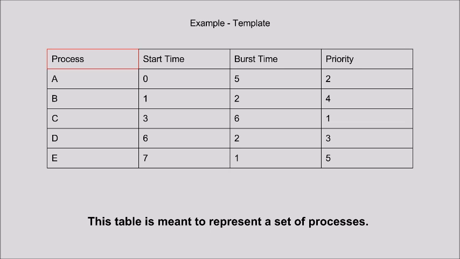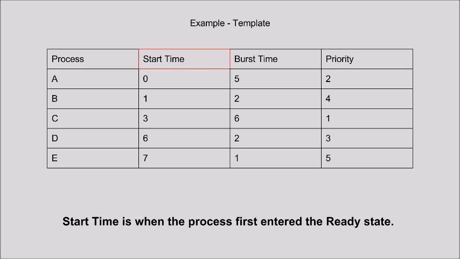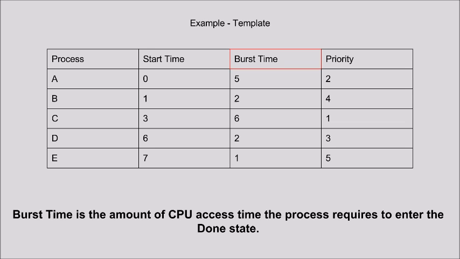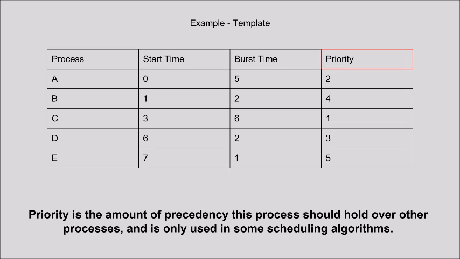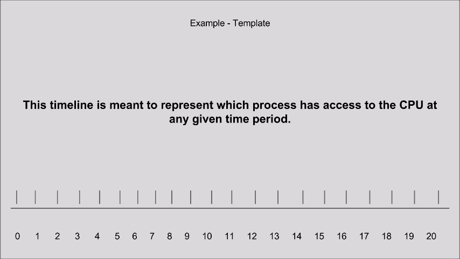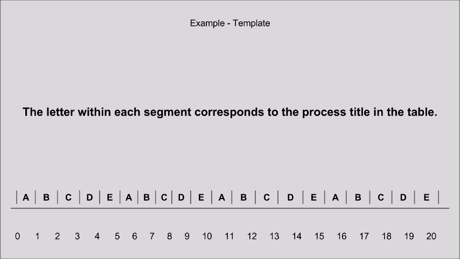So we have some examples. I'm going to explain the format of this table. The first column is the process, which is just a label for each of the processes. The start time is where on the timeline the process starts. Burst time is how long it takes for the process to complete, and the priority is just a priority number, how important this task thinks that it is. This is a timeline, a pretty straightforward timeline of just time slots of CPU access. And each letter represents the process and what process is being run in that time slot.